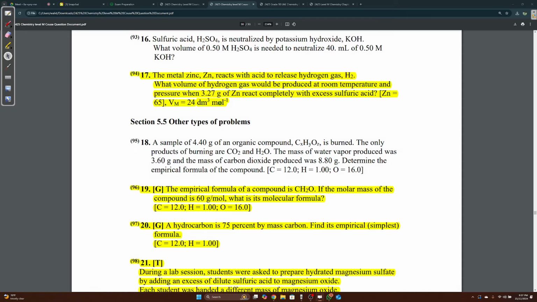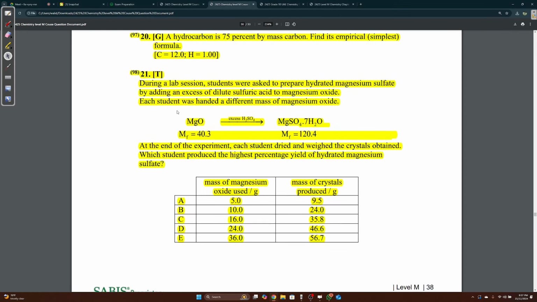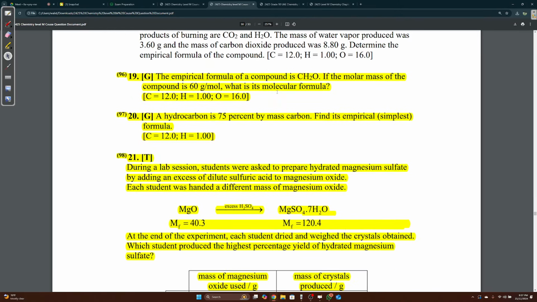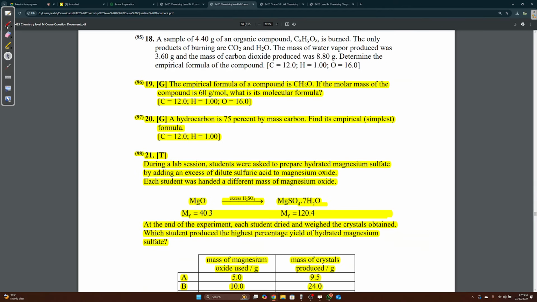17 is done. They want 21, 22. I can go straight to 21, 22, but these two are grid questions. You can skip them if you want, but I'm just going to solve them because grids always come in. Okay, the empirical formula of a compound is CH2O.